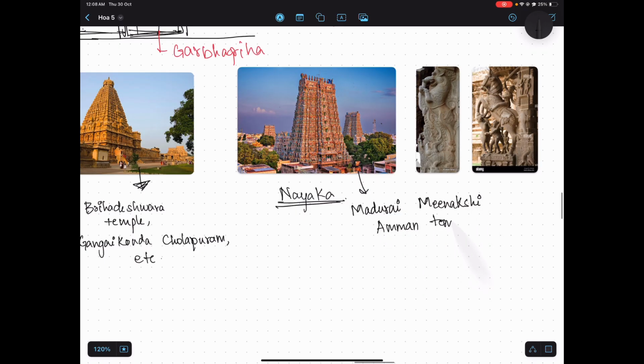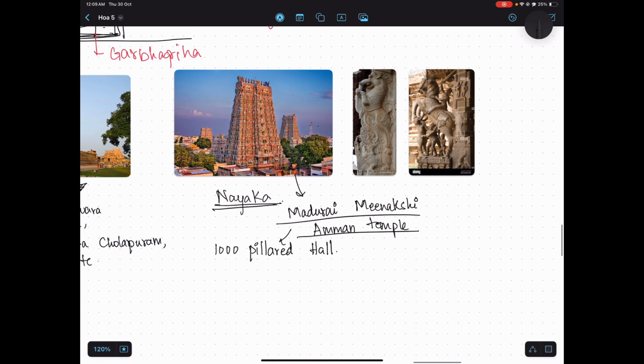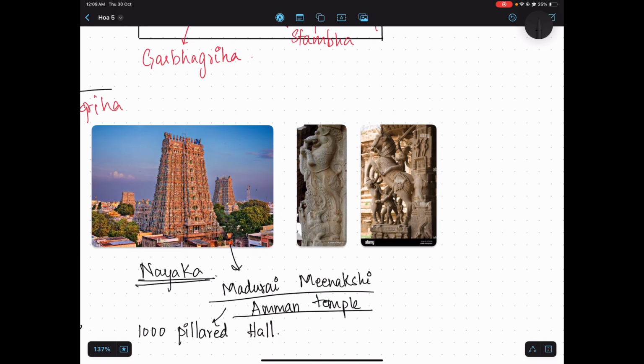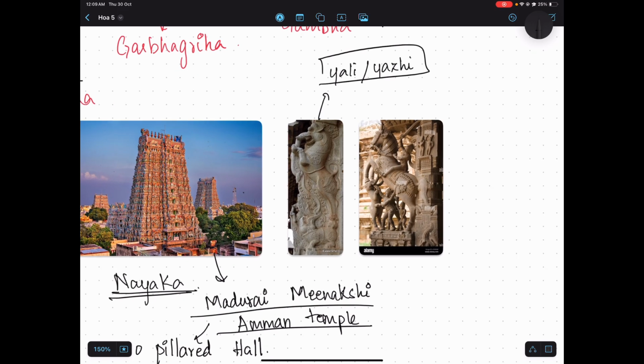And one thing that is very famous about this temple is that it had a 1,000 pillared hall. Now there are two very distinctive features that belong to the Nayaka style, which are these. These are found in the pillars, and this is called Yali. I'm not sure if it is Yali or Yazhi. So Yali.